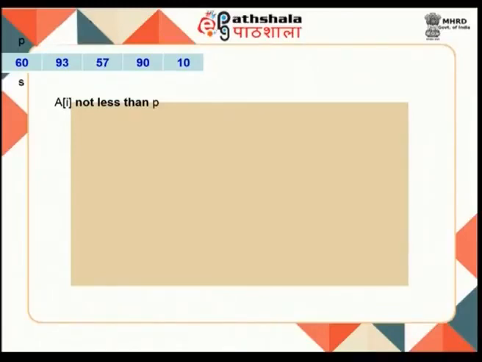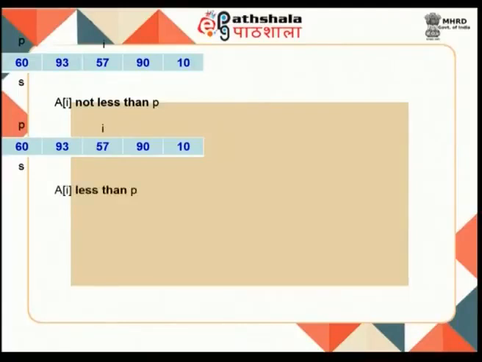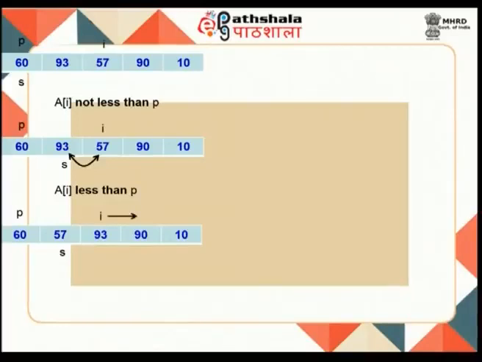Now you can see that I is incremented to 57, and you can observe that A of I is lesser than the pivot element. That means the pointer S is incremented to the next element. Now I am swapping this. So, the list becomes something like this. Again the process is repeated. A of I is not lesser than your pivotal element, so you just increment I.